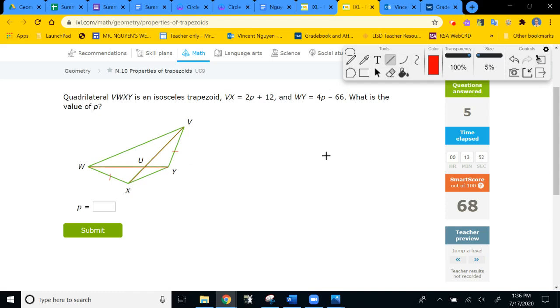Oh, well, that's nice. Remember we looked at the trapezoids that are isosceles, and we said that the diagonals are the same, right? So because diagonals are the same, they have this relationship, WY, the two segments equal to each other. So I'm just going to substitute that in and solve for P, actually. That's 2P plus 12 equals 4P minus 66. Subtract the 2P and then add the 66. So that will give me 78 equals 2P. Divided by 2, I get P is 39. So I'm going to type that in for my answer, 39.